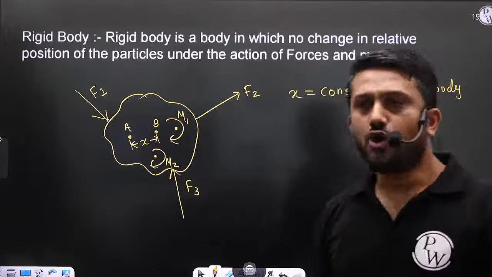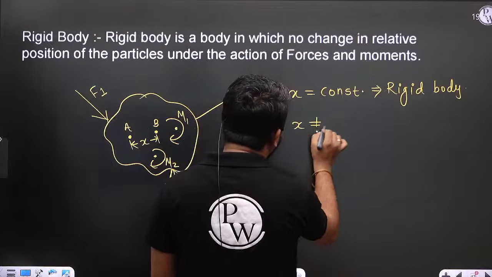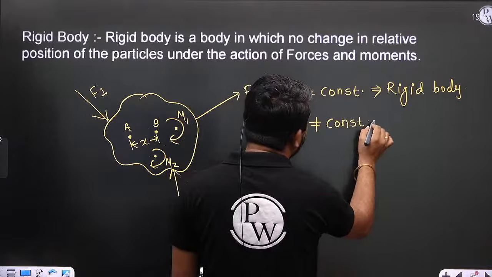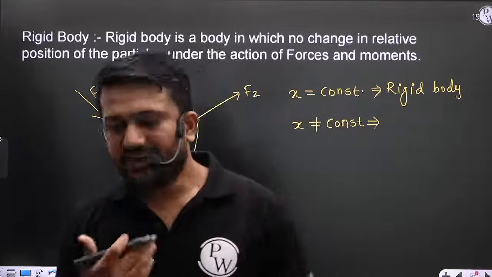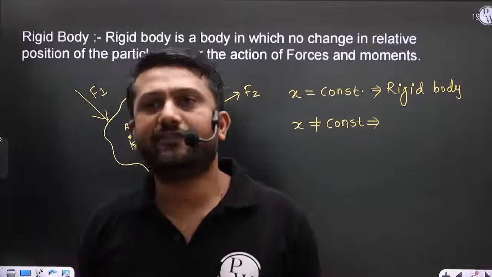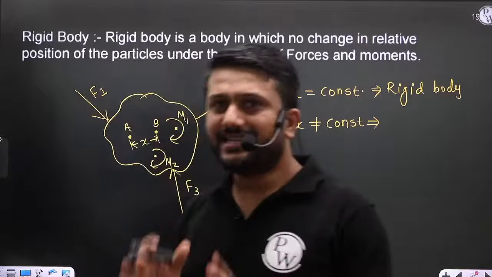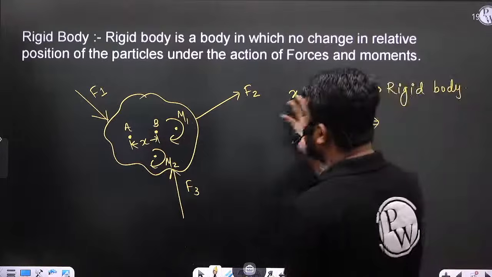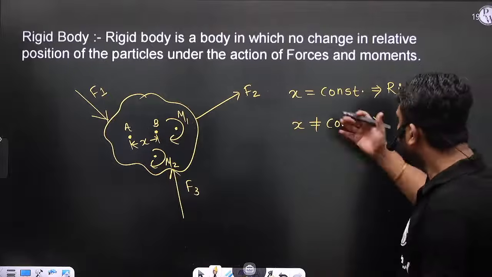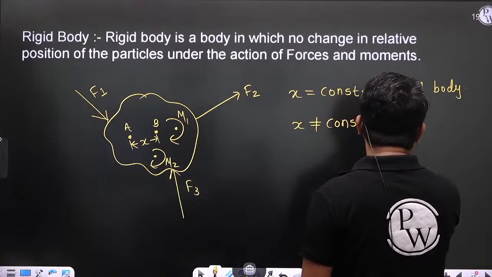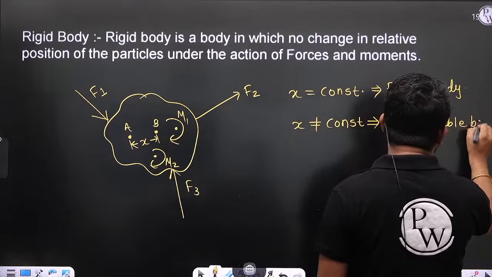But if x is not constant, if x is changing, and how is x changing? Definitely if a significant deformation happens, then x will change. In that particular case, that body is not a rigid body, then that body is a deformable body. So if x is not constant, then such type of body is known as the deformable body.